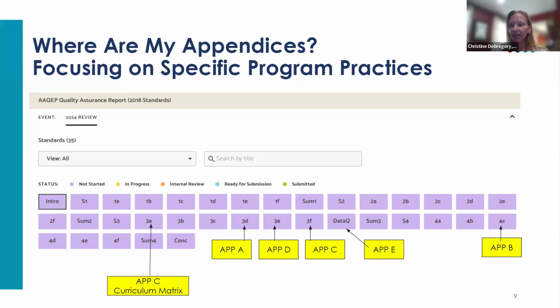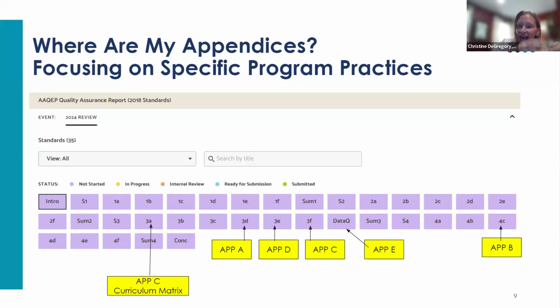So what you see here are all of the sections of the QAR, but they're pieced out in these little heat map buttons. So it makes it really clear what you need to address where. If you look at our appendices, if you think, well, I know we had 5 appendices, they're still all represented here, but now you'll see the curriculum matrix portion of Appendix C actually belongs to aspect 3A, because that's about, do you have coherent curriculum aligned to state and national standards, right?